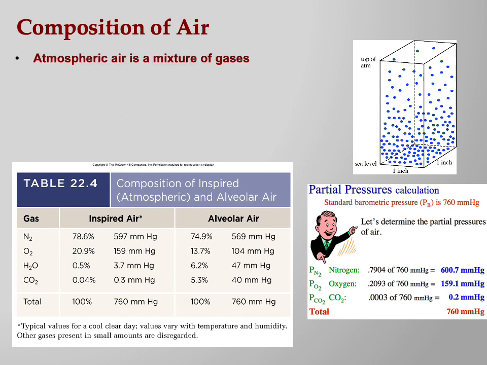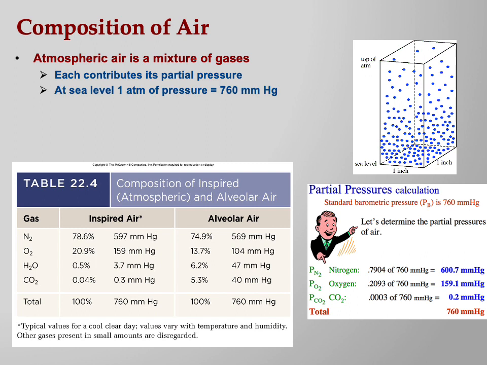So in fact, atmospheric air is a bunch of different gases, okay? Each contributes what's called the partial pressure. So air has a certain pressure here at sea level. We call it 1 atmosphere, all right? But each one of the gases contributes to part of that pressure, okay? So that's the partial pressure. So at sea level, 1 atmosphere of pressure is 760 millimeters of mercury.